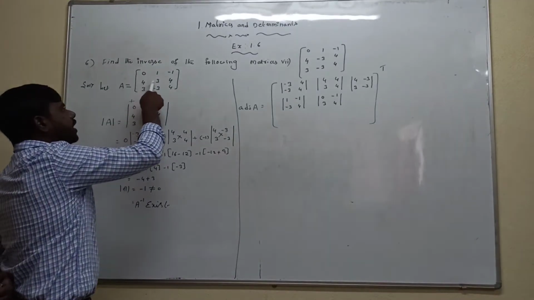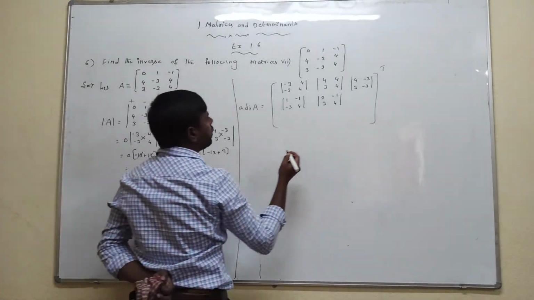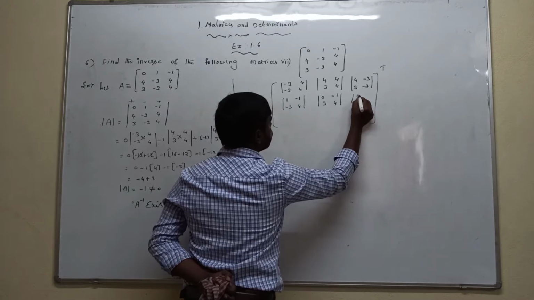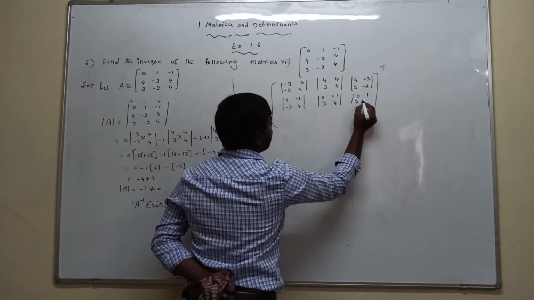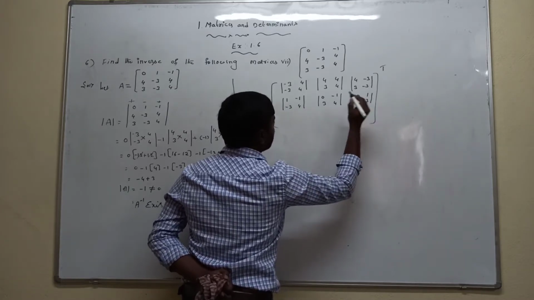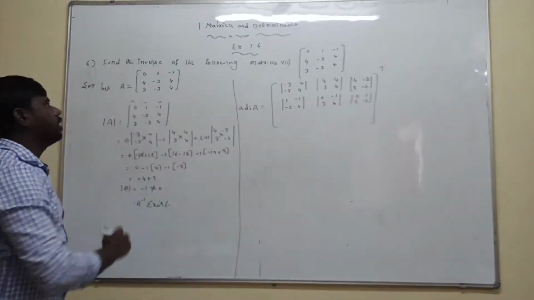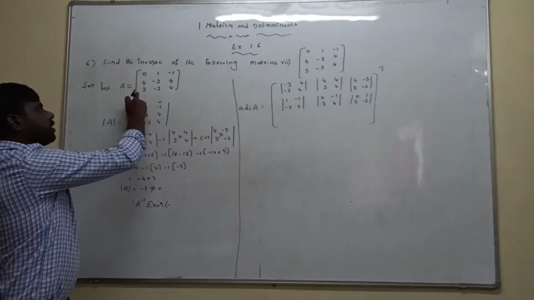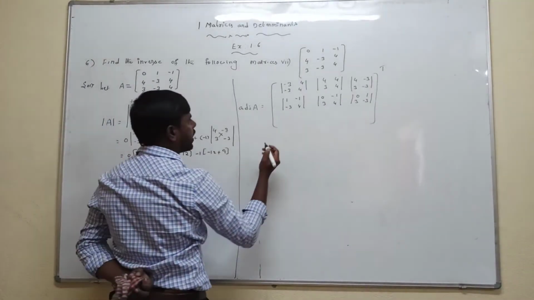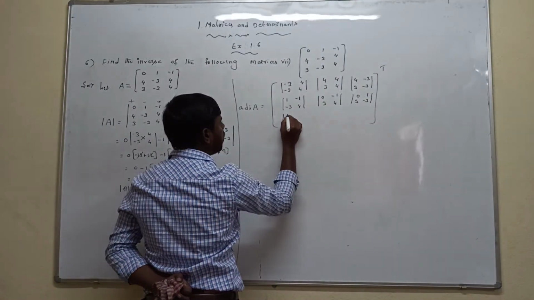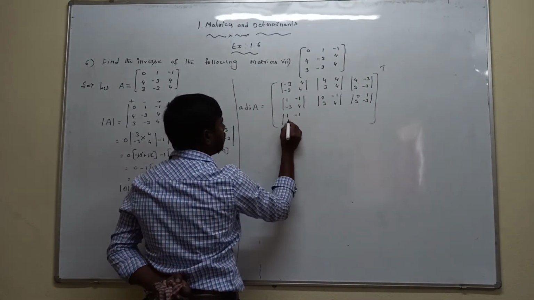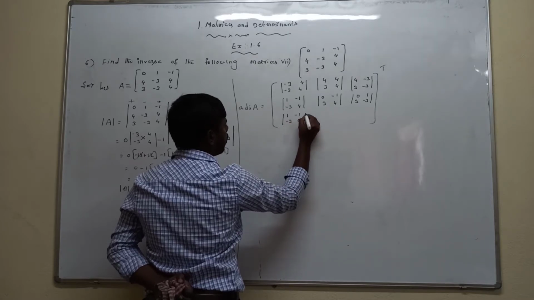The 4 present in the second row, third column is eliminated. The rest of the elements are 0, 1, 3, minus 3. Next we go to the third row. Now the 3 present in the third row, first column is eliminated. So the rest of the elements are 1, minus 1, minus 3, 4.